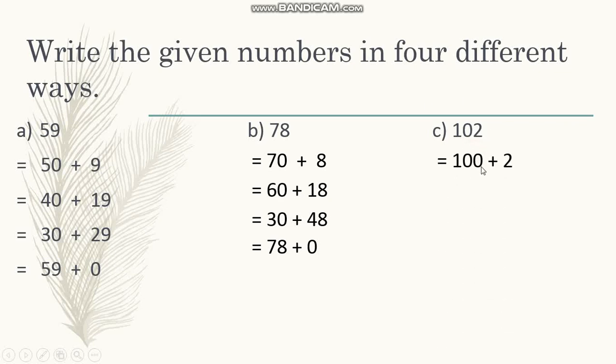Next is 102. So expand this number, 100 plus 2. Right, from 100 I am taking 10 and this 10 I am giving to the next number, 2. So 2 becomes 12. So 90 plus 12. This is your second way for this number. Now from 100 I am taking 30 and this 30 I am giving to the 2. So 100 becomes 70 and 2 becomes 32. So 70 plus 32, and last is the same, 102 plus 0. Understood this way? You have 4 different ways of writing numbers.